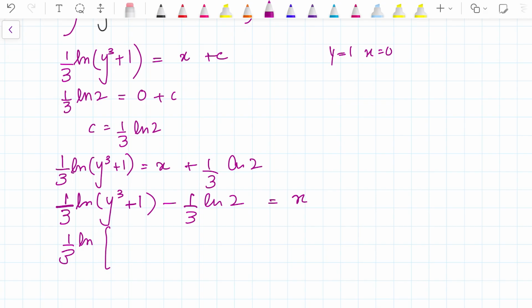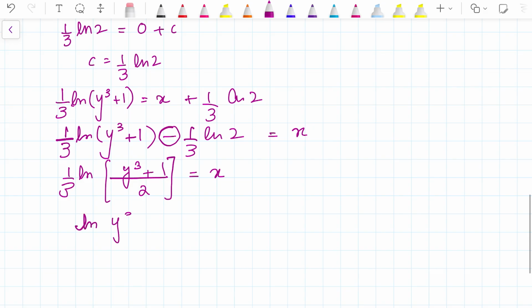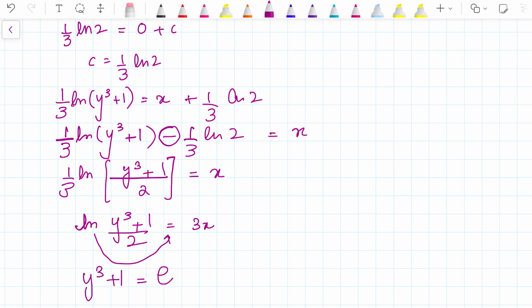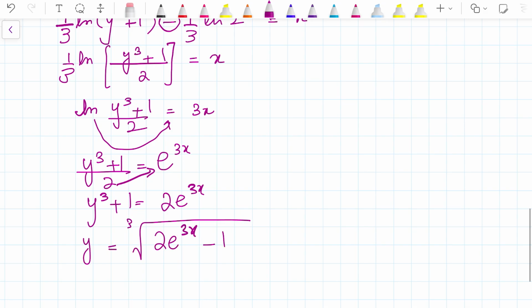And if you don't understand logs, please go to my logs videos and watch them. y cube plus 1 divided by 2, because a minus sign means it changes into division, equals x. This 3 goes on the other side. Ln goes on the other side, becomes an e. This 2 goes on the other side and multiplies. 2e to the power 3x minus 1, and there's a cube root on it. So this is going to be my answer.